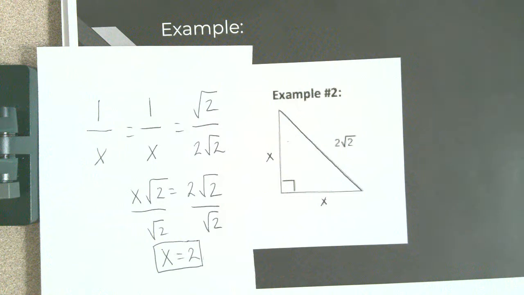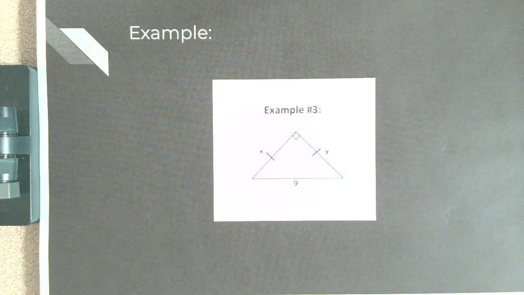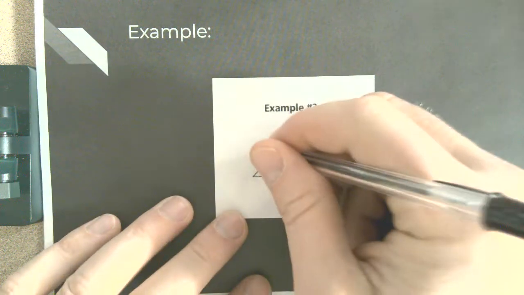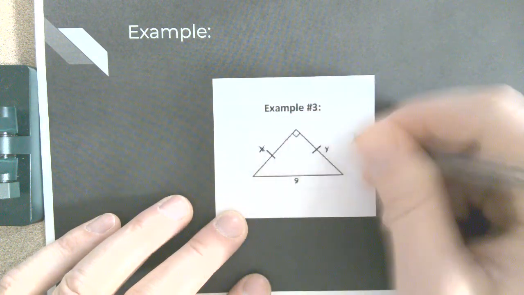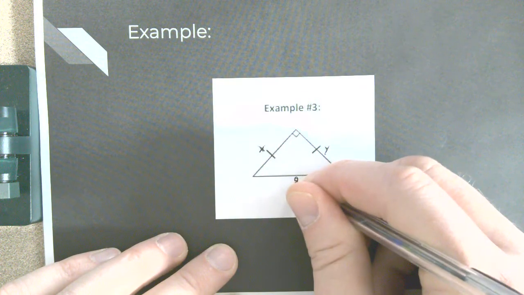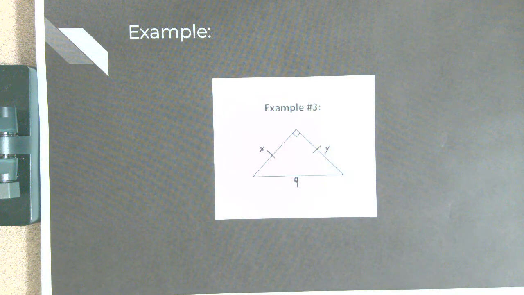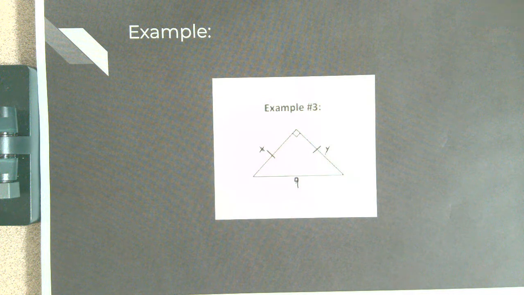Okay, let's go ahead and check out example 3. I'm going to have you do example 3 on your own before we go on to our 30, 60, 90. On this one, they're telling us that x and y are my two legs, and 9 is the hypotenuse. So go ahead right now and see if you can set up your proportion and solve for the two legs.